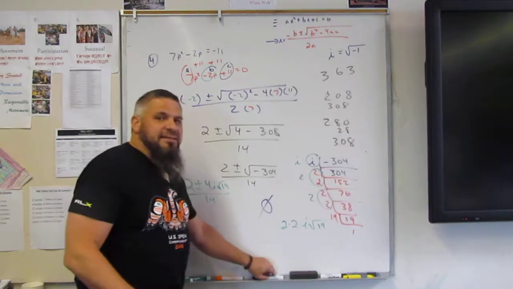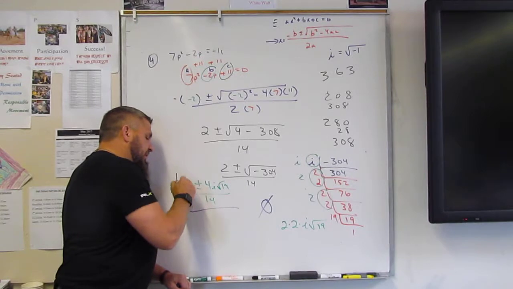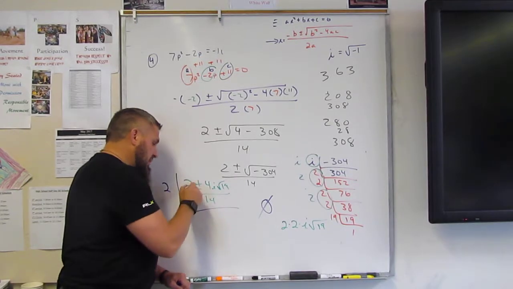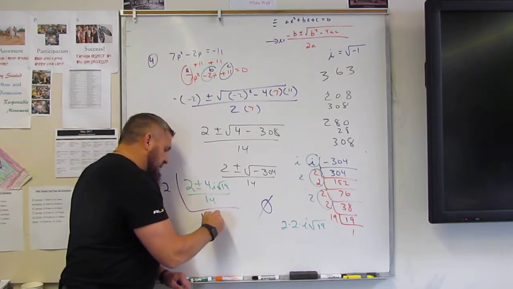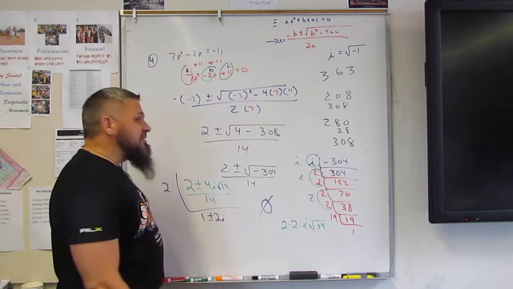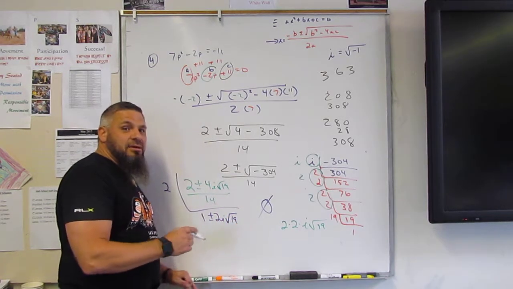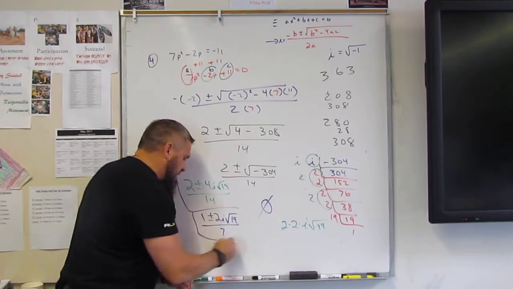We got one last step. What goes into 4, 2, and 14? 2. How many times? Once. Twice. Oh, sorry. So then we've got, and how many in the 14? 7. That's it.